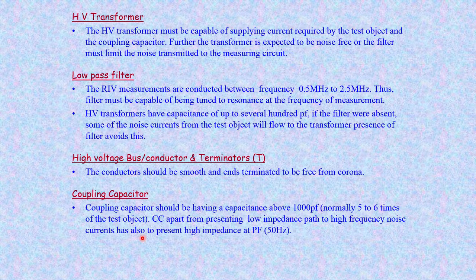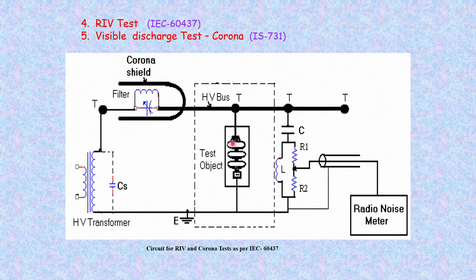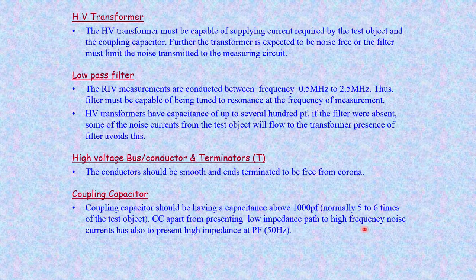If the test object is an insulator string, for a 400 kV line there are 23 to 25 insulators. Each insulator is typically around 40 to 60 pF. So the total capacitance of the insulators is taken into consideration, and 5 to 6 times the capacitance of the test object should be the coupling capacitor value. That is an important point to be noted.